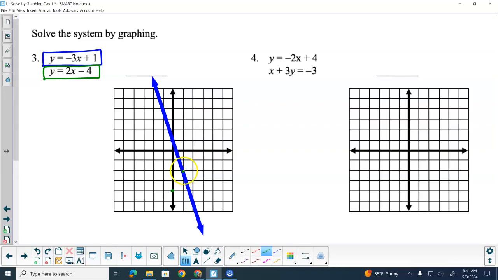Up 2 and right 1. Up 2 and right 1, right?